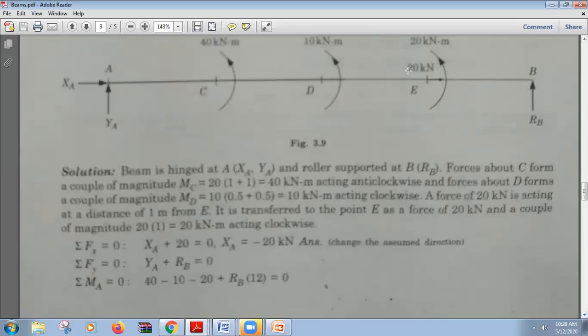Okay, so in our next lecture, we would be talking about bending moment and shear force diagram.